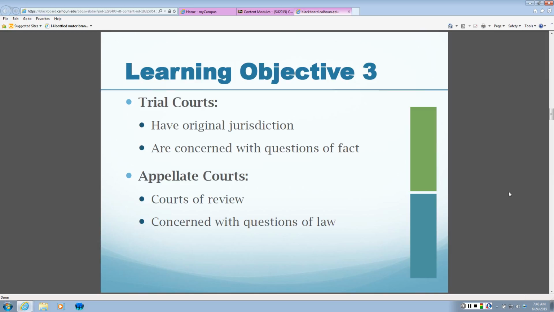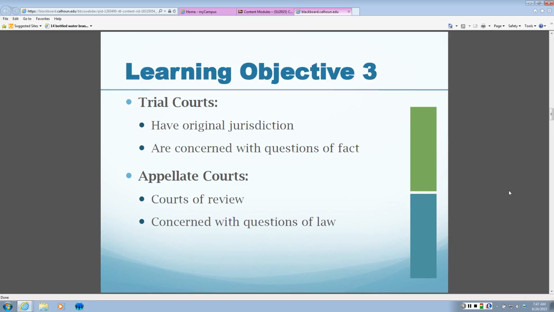Trial courts are the courts that are concerned with deciding the question of fact. And when I mean questions of fact, I'm talking about guilt or non-guilt. Here in the United States, we do not find people innocent at trial. Why? Because the burden of proof is upon the prosecution, and the prosecution has to prove you guilty beyond a reasonable doubt. They either prove you guilty beyond a reasonable doubt or they do not. If they do not, you're not found innocent, you're just found not guilty.